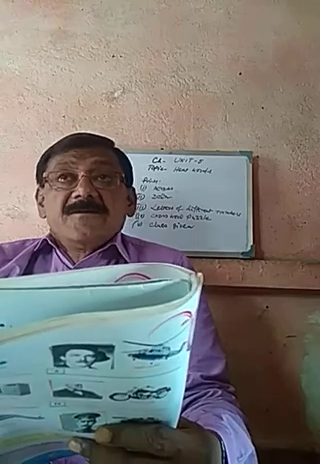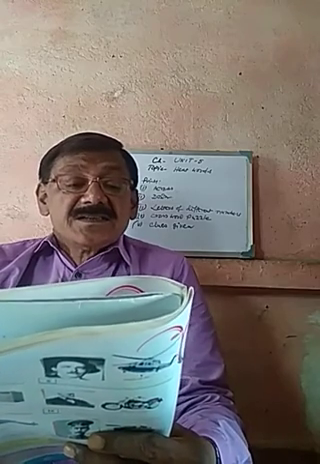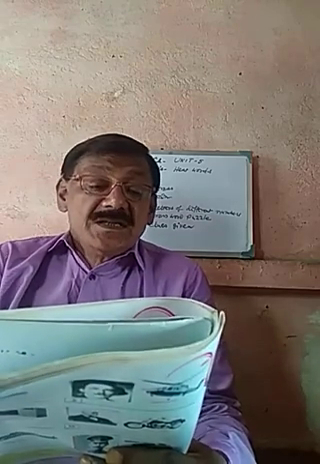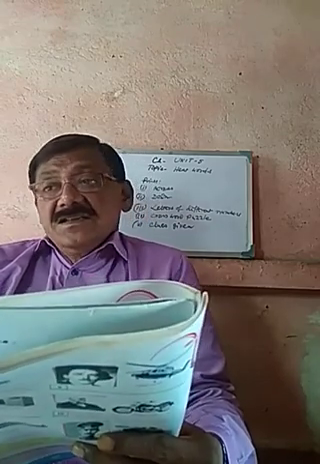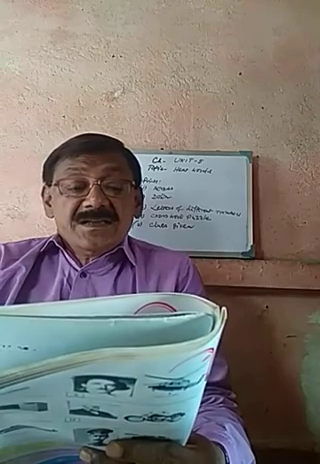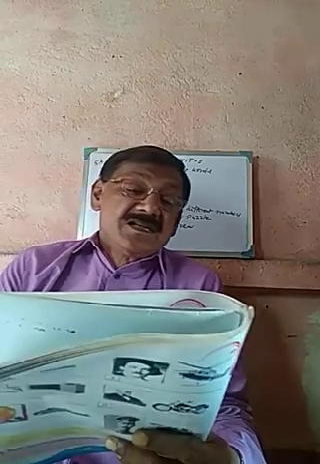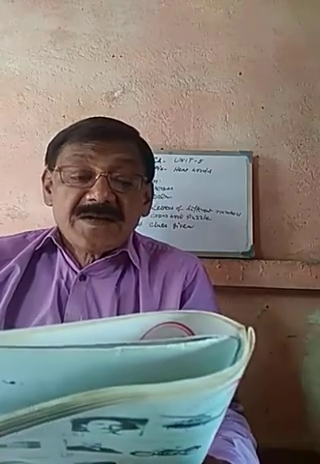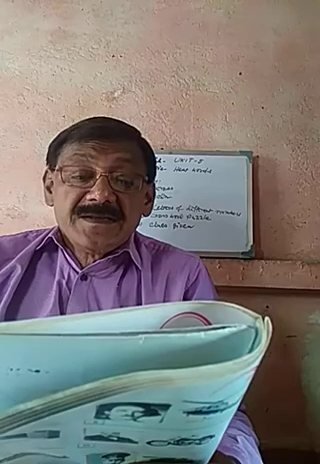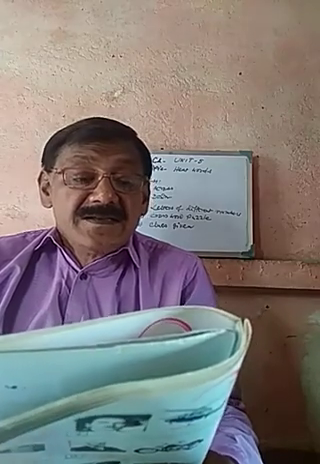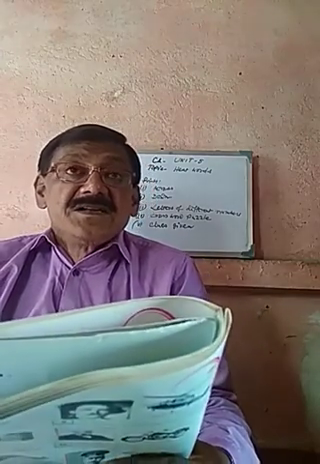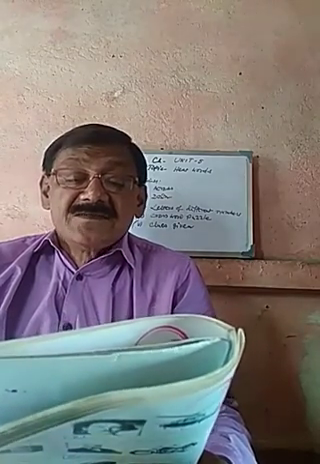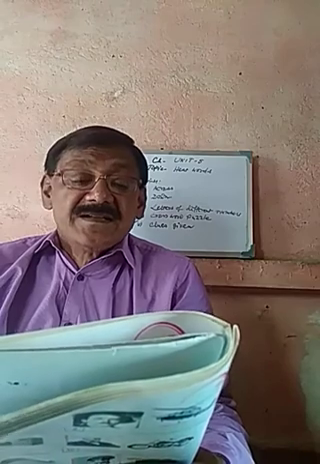Okay, now serial number 6 of across. Temperature is usually measured in degrees. What is this? Serial number 6 of across, that is Celsius. How many letters are there? 7 letters: 1, 2, 3, 4, 5, 6, 7.